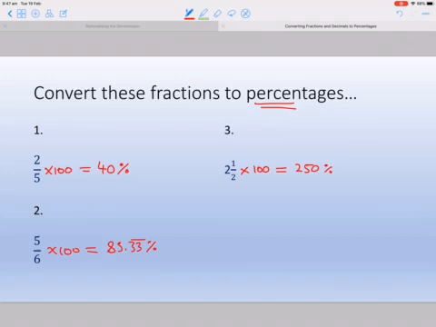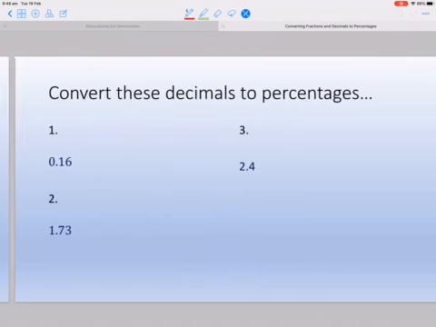Humans is probably something you can't have more than 100% of, but there's other things like you can have 250% of ice cream cake, because you have 2.5 cakes, and that's what this is talking about. Okay, so that's converting fractions to percentages. All we do is multiply by 100.